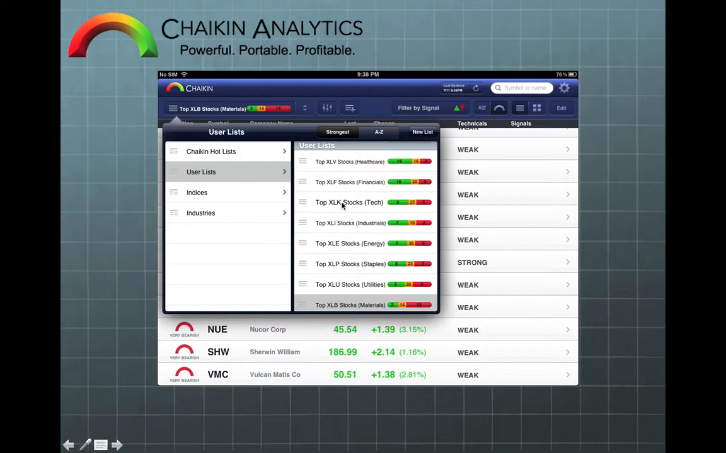It's tracking XLK, or the technology sector, a little ahead of what we see in terms of past performance. So the Chaikin Analytics for iPad actually gives you an early warning signal about sector rotation. It helps you catch sectors and industry groups that are coming into favor without just looking at how they've been doing. That's why I love the bottom-up nature of Chaikin Analytics for iPad.